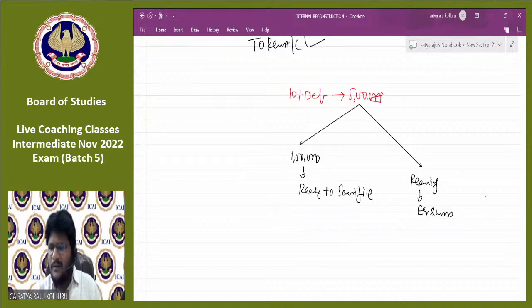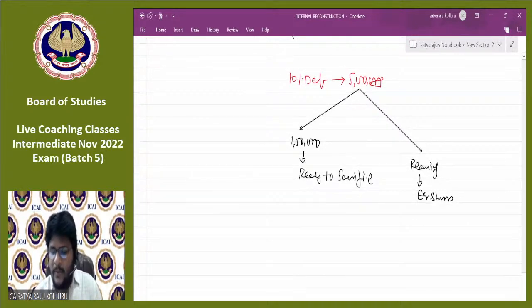Now, what is the journal entry? Can you please put your journal entries in the query box, all of you? The debenture holders agreed to sacrifice to the extent of 1 lakh, provided that for the remaining amount, the company should issue equity shares. Then what will be the journal entry? All of you, let me know.